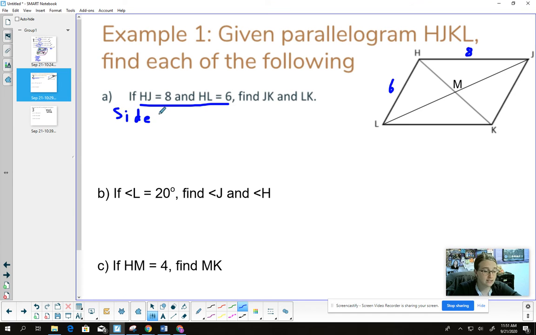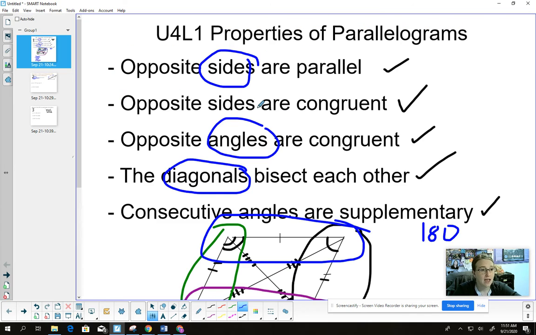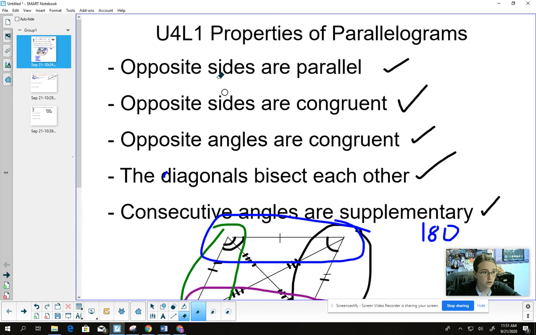So what I'm going to do is look back to my properties and look at which properties I have that say anything about sides. Well, I've got this one and I've got this one. So now I need to see how those are going to be useful to me. Well, the first one says that opposite sides are parallel. That just tells me that they're parallel. It doesn't tell me anything else. But this one says opposite sides are congruent.